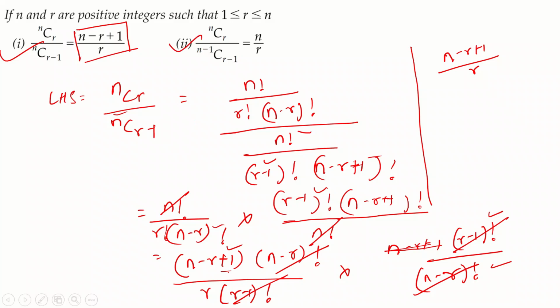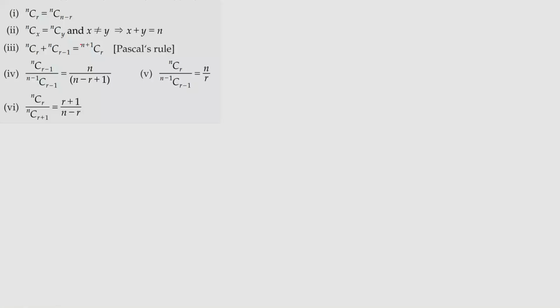So this is an exercise for you, and it's just to recap. NCr is NC n minus r. If NCx is equal to NCy, then x plus y is equal to n. This is nothing but a deduction from the previous one. So if NCx is equal to NCy, and they told you that x is not equal to y, so x is not equal to y.